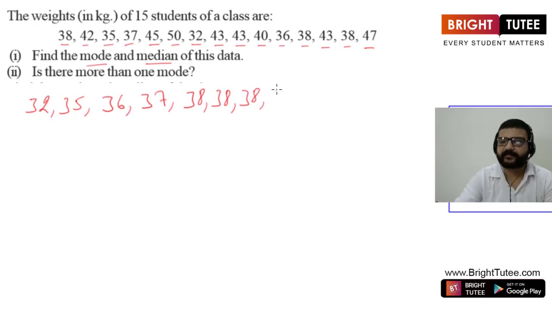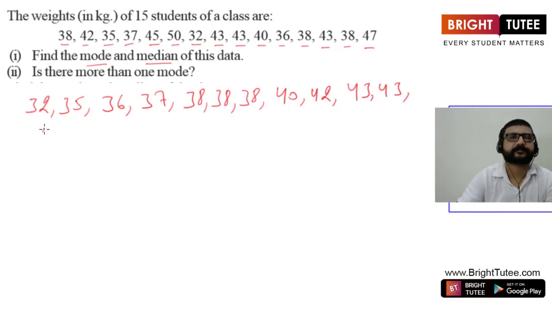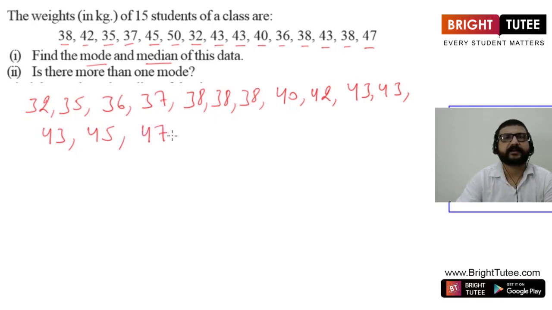And then we will have 40, 42, and then 43 three times. As we can see in the data, it has occurred three times. Now after 43 we will have 45, and then 47, after it 50. So this is the data arranged in ascending order.